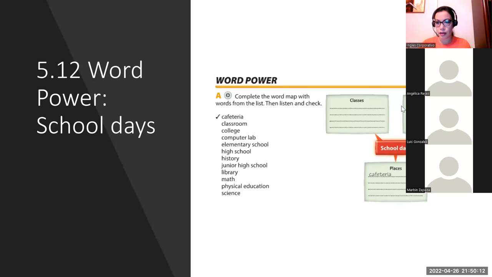Okay, what we already saw there was the exercise about the word power, and we have something similar here. We have almost the same words as in the word power, and we just need to classify them to see if they are classes, kinds of schools, or places. We have cafeteria, classroom, college, computer lab, elementary school, high school, history, junior high school, library, math, physical education, and science. I'll give you some minutes to complete the map, classifying these words into these three categories.